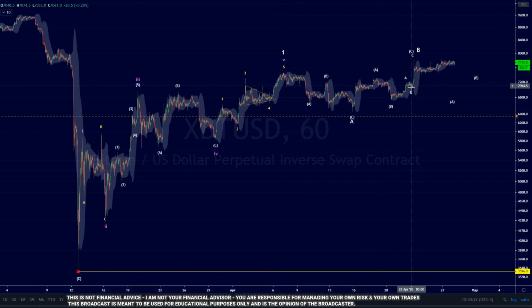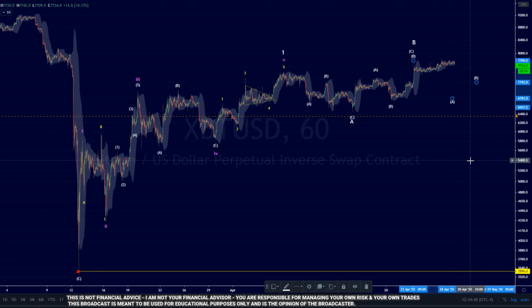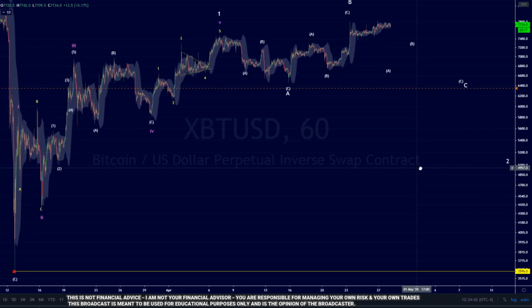Now, we have been counting this all along, right? So I haven't changed this part for the most part. ABC into the A, ABC into the B. We have our subdivision in here as well. I'm going to remove the subdivision just for clarity. I want to keep this chart as clean as possible at this point. And then I think we need to complete 3 waves down. We need to complete 3 waves down.